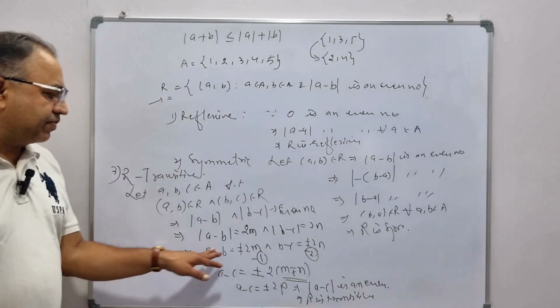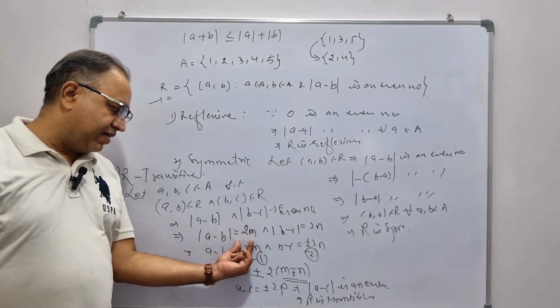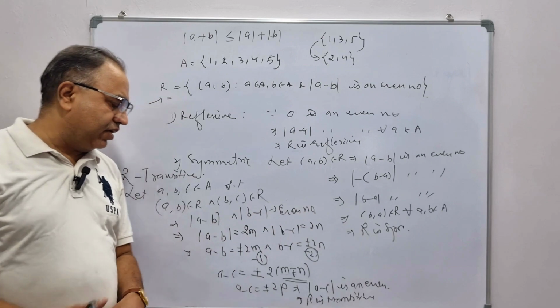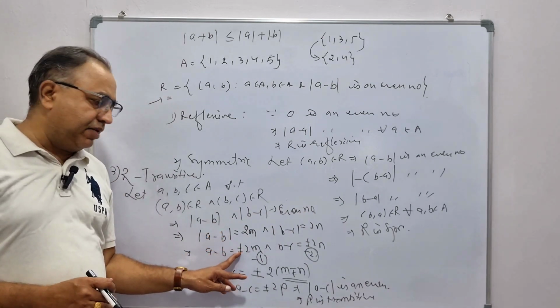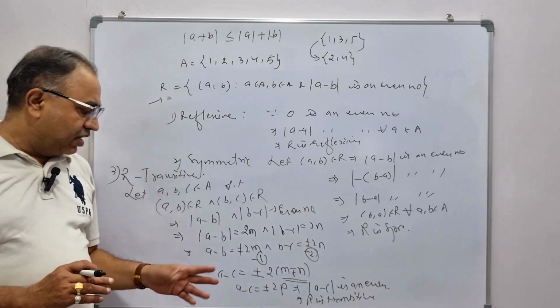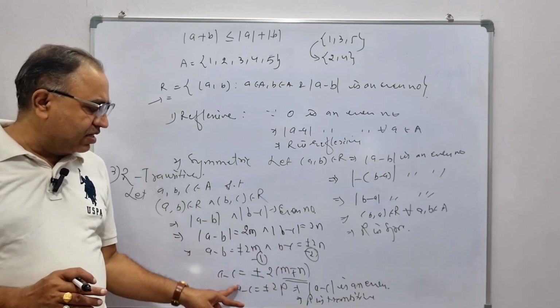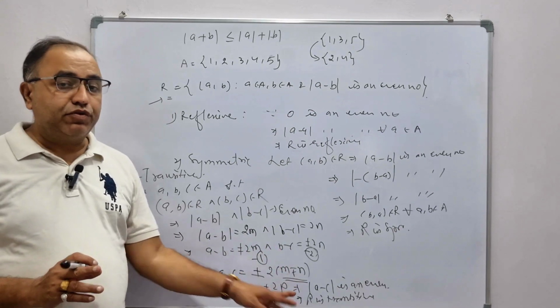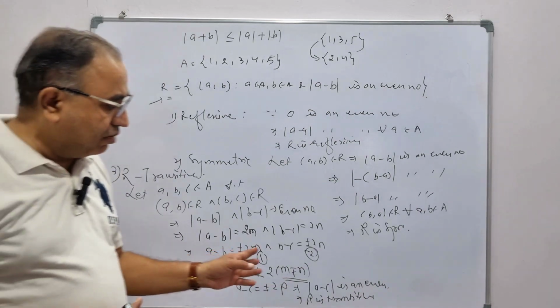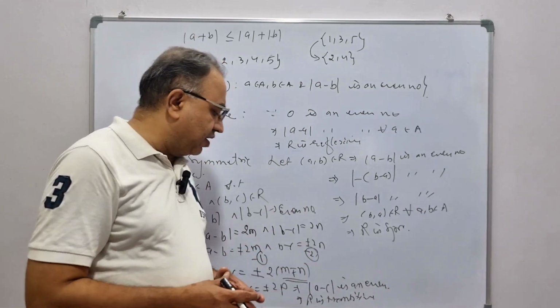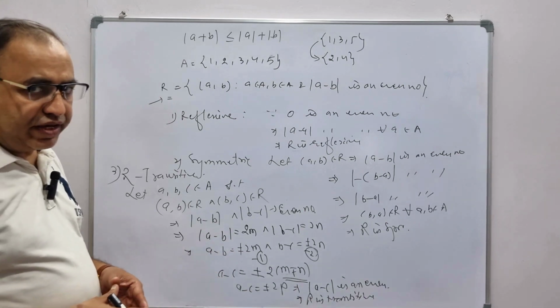This is an important step here. |A minus B| is an even number. |B minus C| is also even. You will remove the mod, and it will automatically be plus minus on the other side. And when you add both these equations, B will be eliminated, and you see that A minus C is also an integral multiple of 2. So that means it's also an even number. That means R is transitive because it's true for all such a, b, c belonging to A.